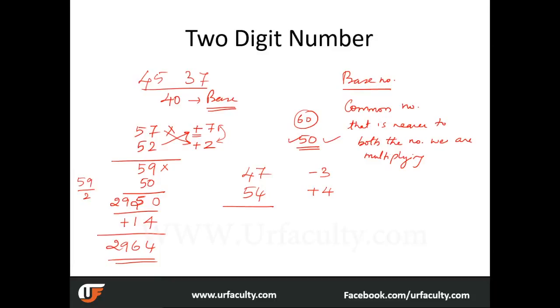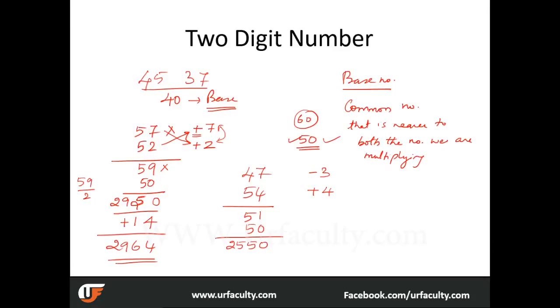So our first step is doing the cross multiplication. Either way you do, you get 51. And the next step is to multiply it by 50. And we know that 51 half is 25.5. So 25, 5 and 0. So this is the number that we are getting.